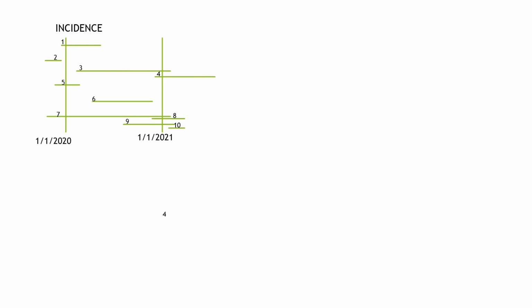So when we calculate incidence, which are the cases that we will take into consideration? When we are talking of incidence, we'll only talk of case number 3, 4, 6, 8, and 9. Why? Because they are the new cases that have arisen in this time period.